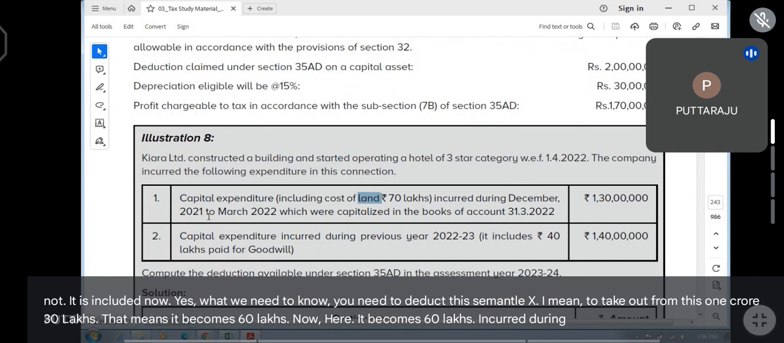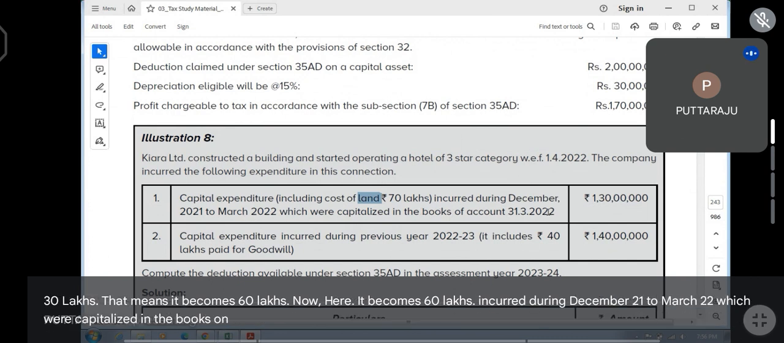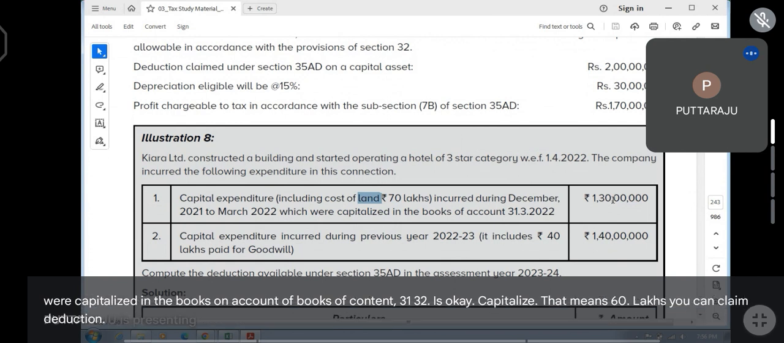Incurred during December 21 to March 22, which were capitalized in the books of account on 31/3/22. Okay, capitalized. That means 60 lakhs you can claim as deduction as specified business. 60 lakhs.